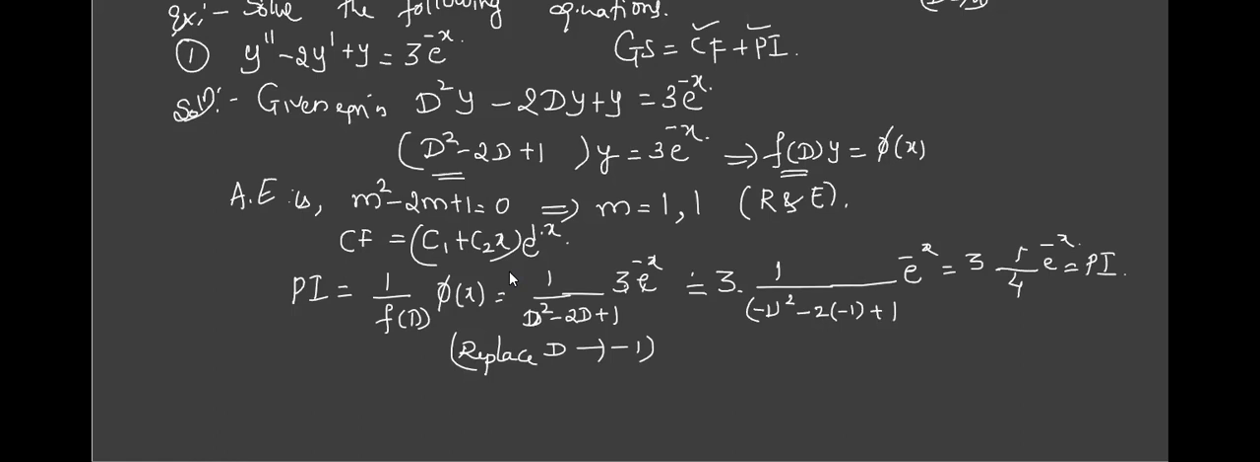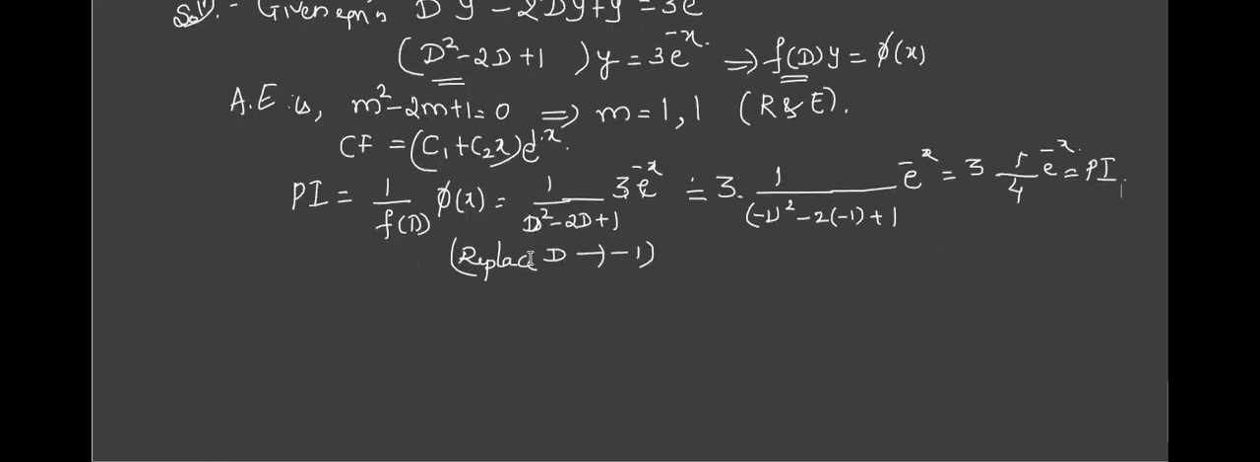Okay. Now, after writing this, one last step is very important. Students usually forget it, so the examiner will cut 1 mark. What is that step? GS. Yes, very good. Therefore, GS is equal to CF plus PI. If you write only this much, they will not give you the remaining 1 mark. You have to substitute the CF and PI that you have got over here.